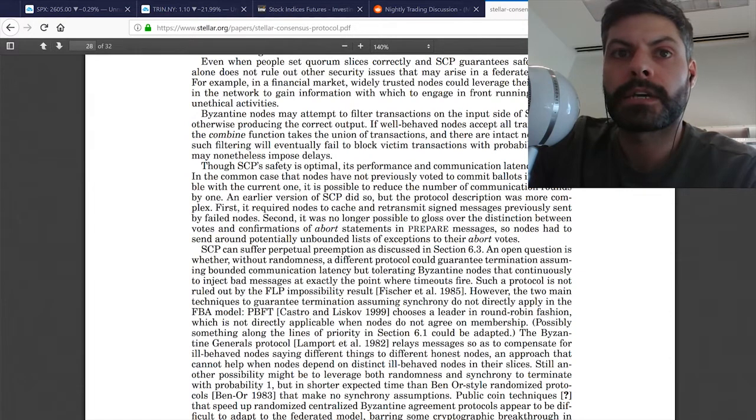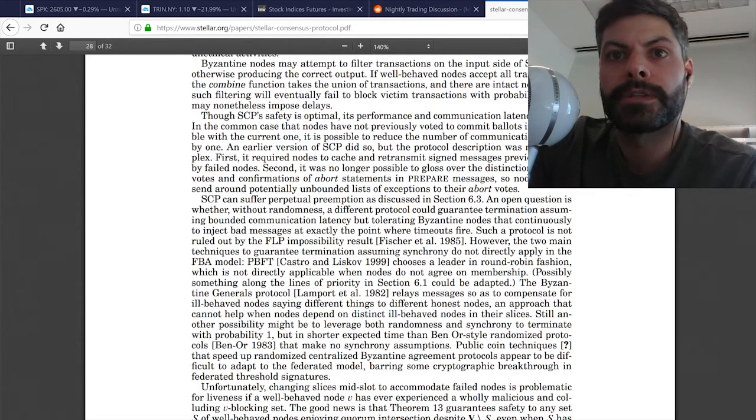However, the two main techniques to guarantee termination assuming synchrony do not directly apply in the FBA model. PBFT chooses a leader in round-robin fashion, which is not directly applicable when nodes do not agree on membership. Possibly something along the lines of priority in Section 6.1 could be adapted. The Byzantine Generals Protocol relays messages so as to compensate for ill-behaved nodes saying different things to different honest nodes, an approach that cannot help when nodes depend on distinct ill-behaved nodes in their slices.